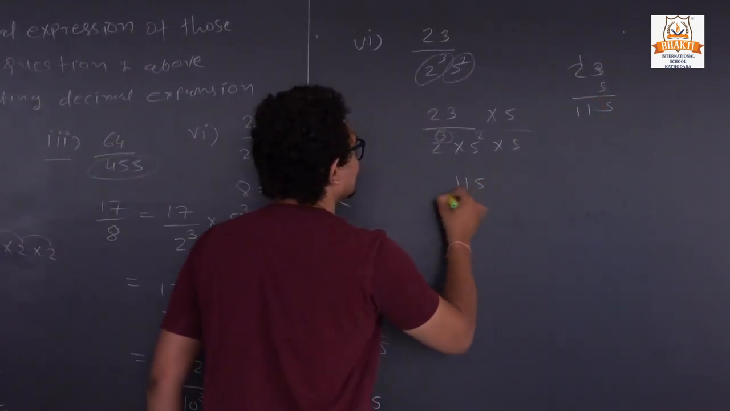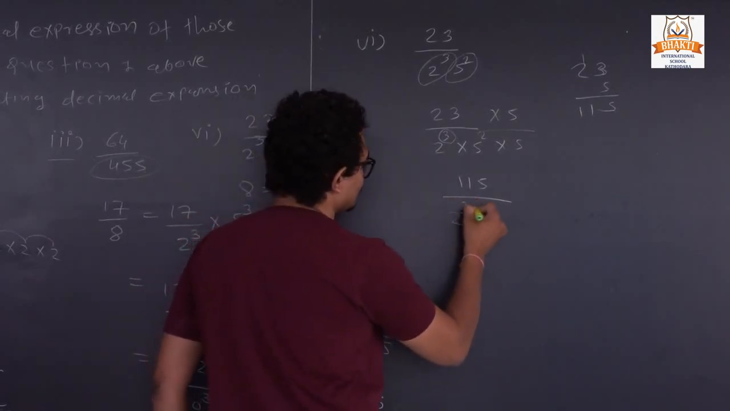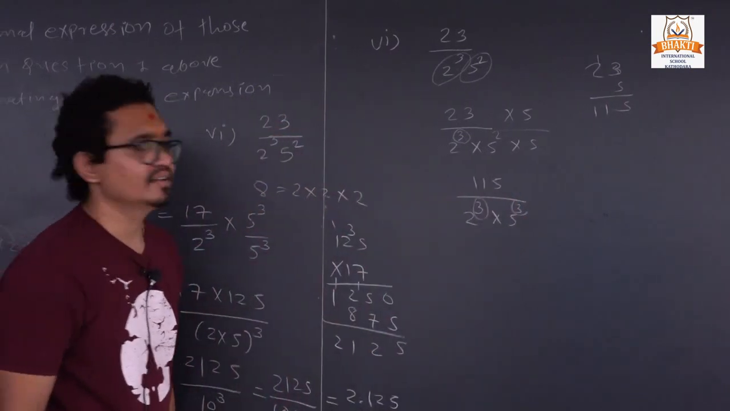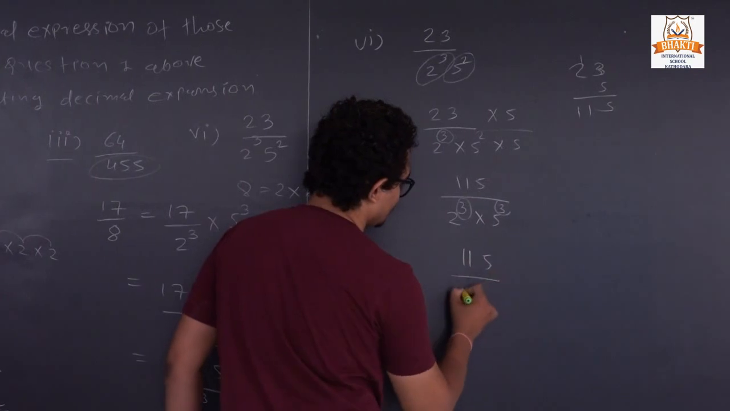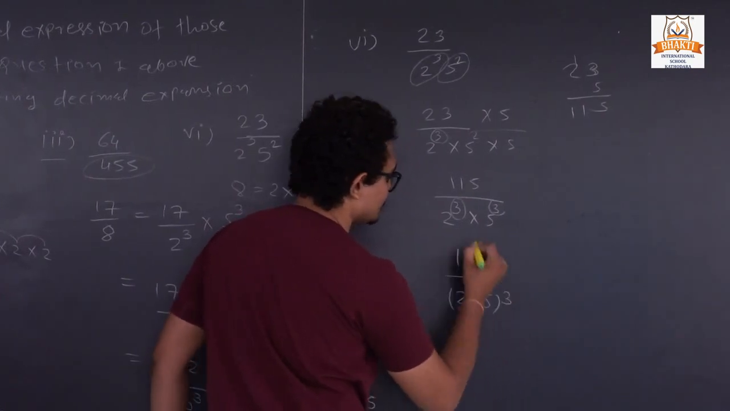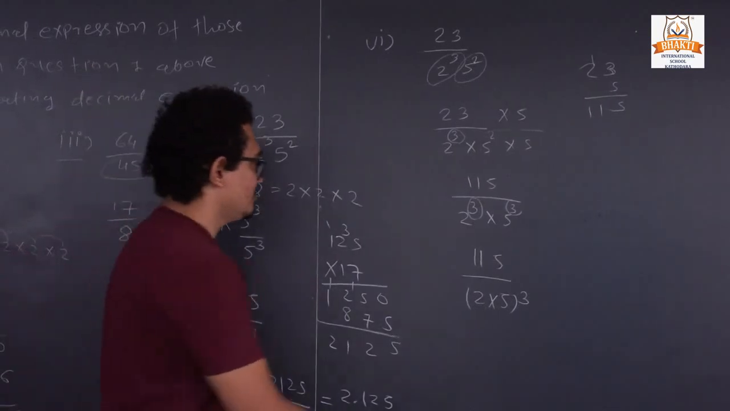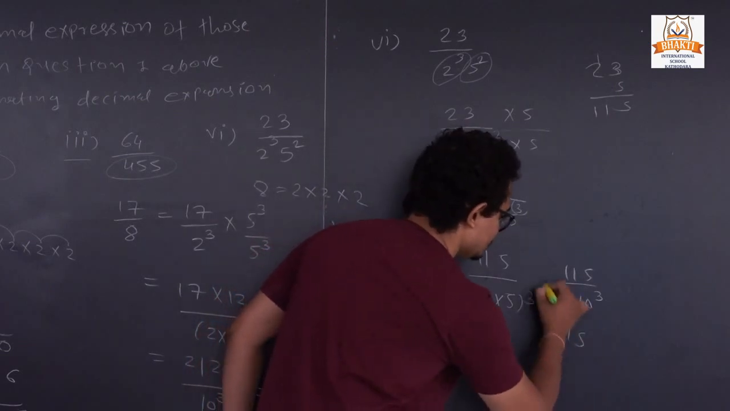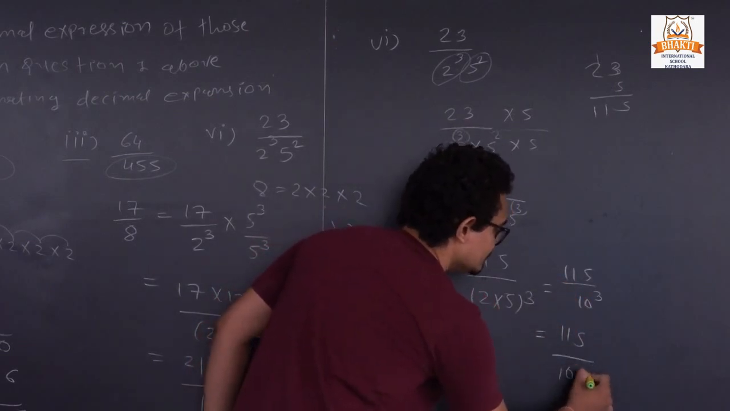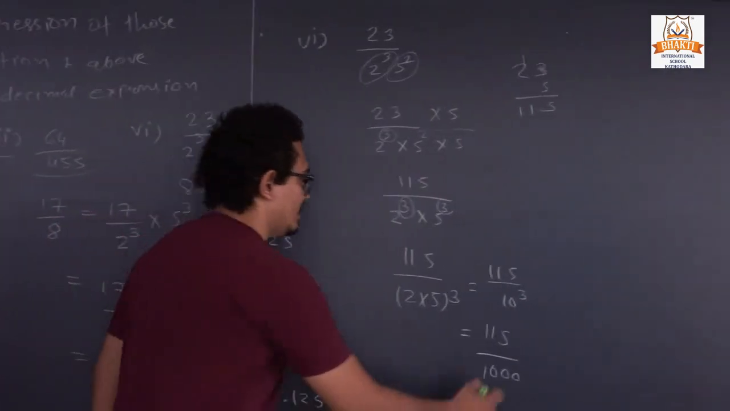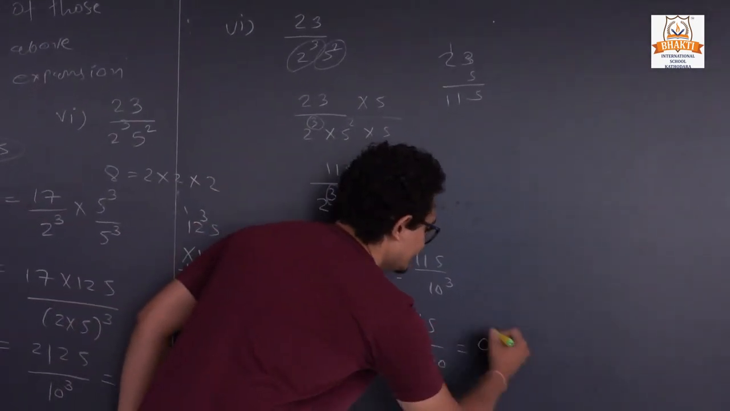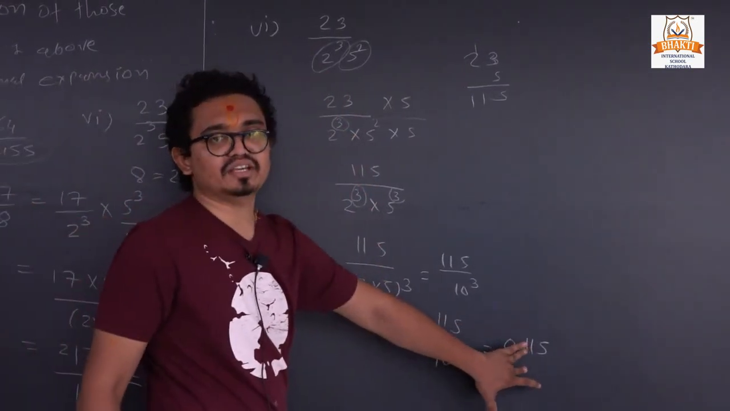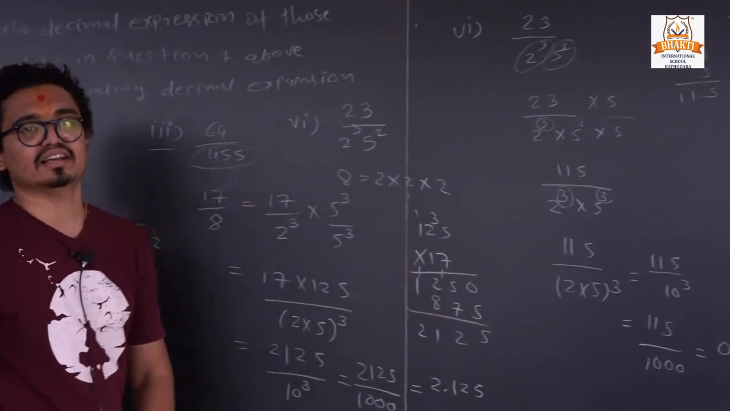It will be 115. Now we can write 2 raised to 3 into 5 raised to 3. Now both have the same power, 3. So now 115 upon, both have the same power, so all raised to 3. So now 115 upon 10 raised to 3. So 10 raised to 3 means what? We can write 1000. So the answer is 0.115. So we can convert that number into the decimal form if it is a terminating decimal expansion.